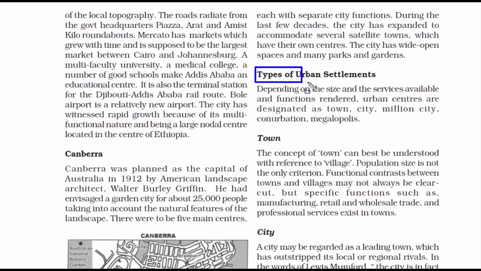Now we're going to read about types of urban settlements. They have been divided into the following categories based on their function, population size, and services that they offer. The first one is town. When we think of a town, we associate these functions with it: manufacturing, retail and wholesale trade, and professional services. When you look around a town nearer to your place, you will find everything: food, clothes, entertainment, government offices, etc. You don't need to go to a big city. You would go to a big city for some other things, but primarily that little town near your house will serve the purpose. So that's the function of a town.